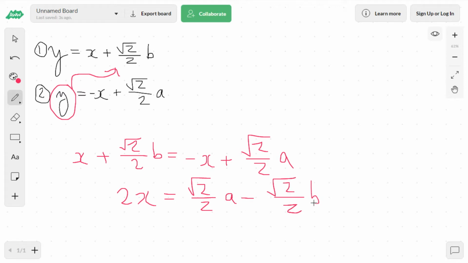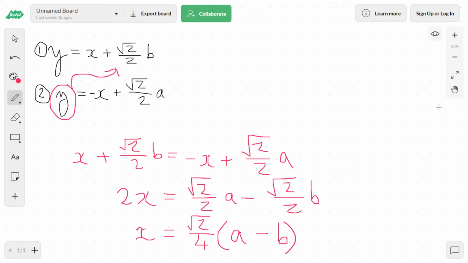Okay, cool. So then basically that means our x value is going to be, well, we'd have to divide all this by 2, which would give us root 2 over 4, and we can factor that out from both of these. So we get root 2 over 4 times a minus b, unless I did something wrong, which who knows, I probably did. Anyway, so that's our x value, root 2 over 4, a minus b. Cool. But we're not done because we need the y value also.